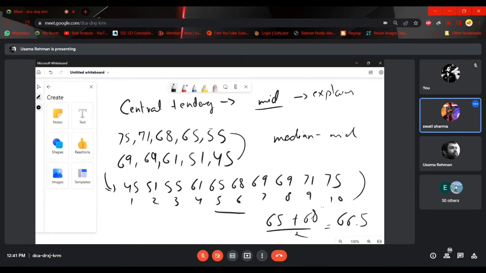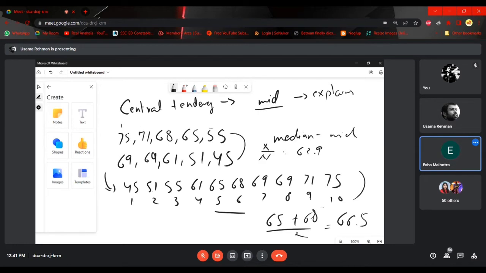So can you explain how to take the mean? Add all the values and divide by the number of terms. For example, add all the values, we get a sum, and divided by the number of terms, 10. 62.9. You see how different the mean and median are?